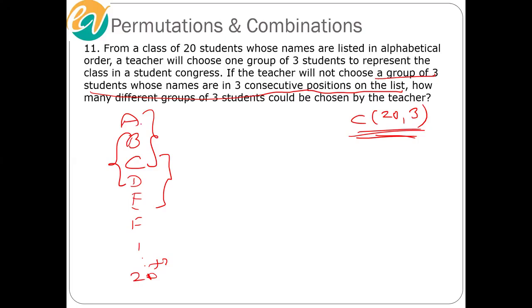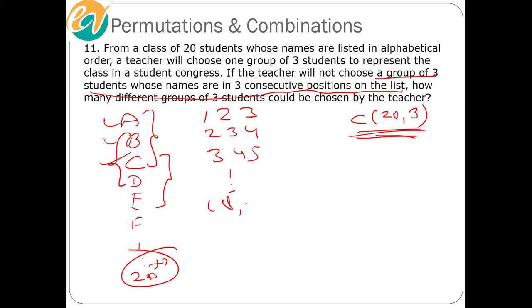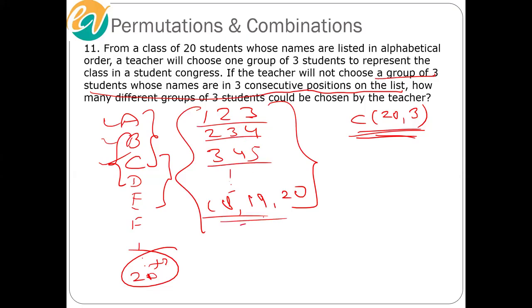See, 1, 2, 3 is one group that cannot be included. 2, 3, 4 is another group that cannot be included. 3, 4, 5 is another, and so on. Considering that there are 20 students, what's the last group that cannot be included? 18, 19, and 20. In other words, how many such groups cannot be included? 1, 2, 3, 2, 3, 4, 3, 4, 5, and so on till 18, 19, 20. So a total of 18 groups.